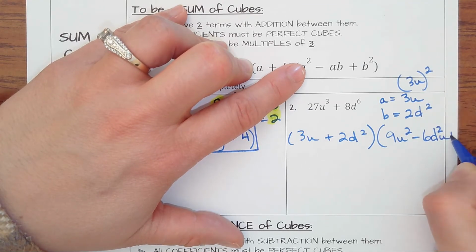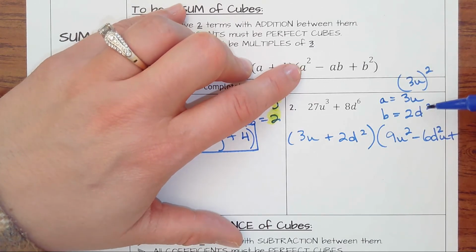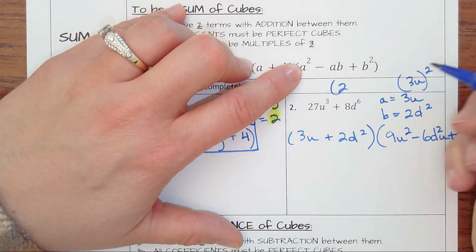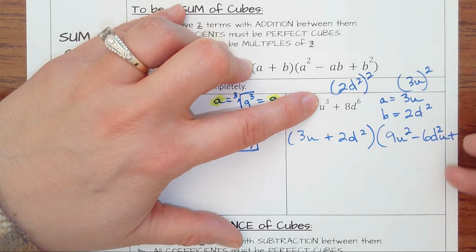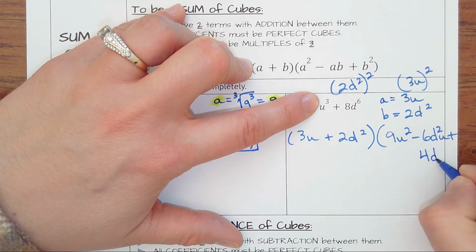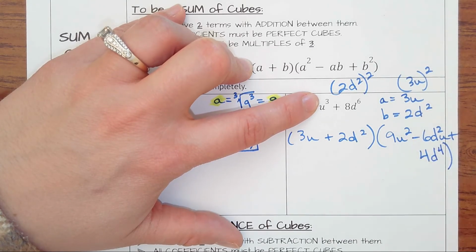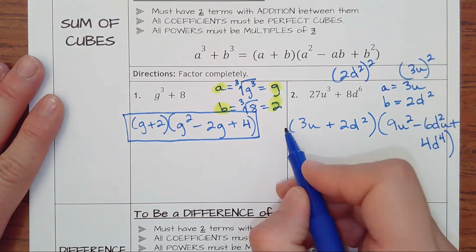And then plus b squared. So I need to have this whole quantity of 2d squared, squared. 2 squared is 4. Squared squared, 2 times 2 is 4. Okay, so it's 3u plus 2d squared times 9u squared minus 6d squared u plus 4d to the 4th. Those are the harder ones to do.